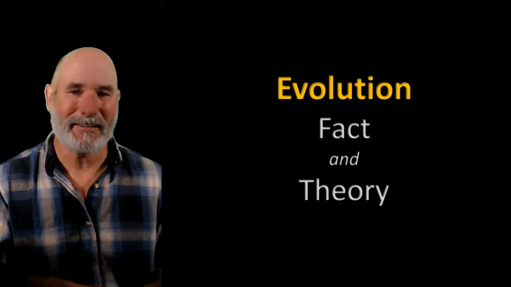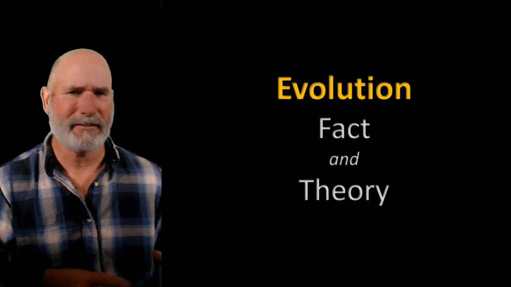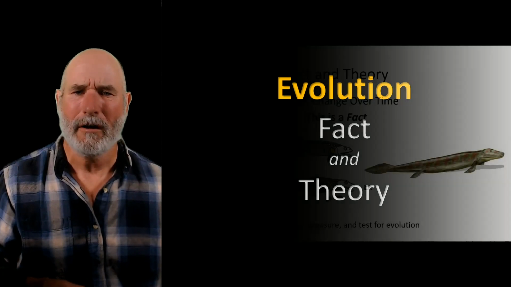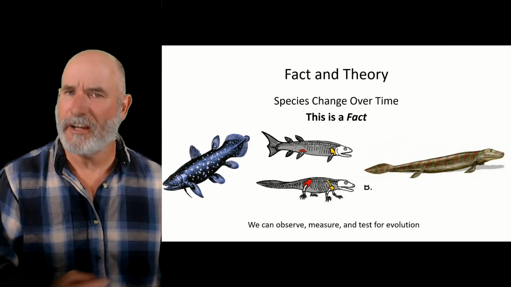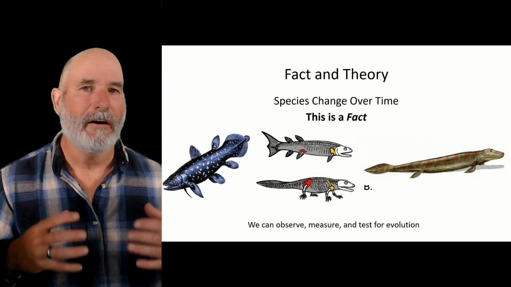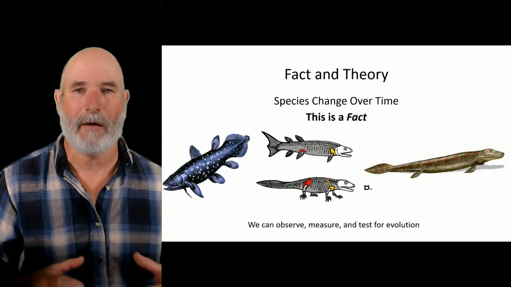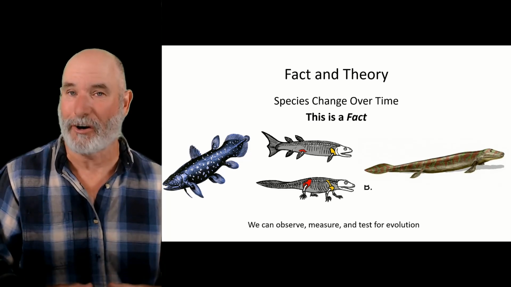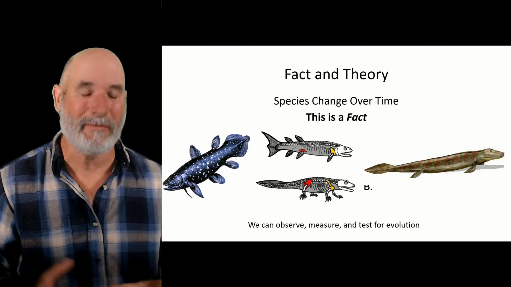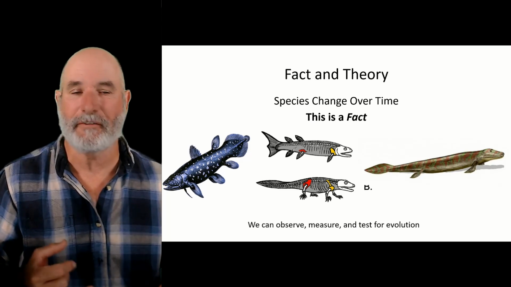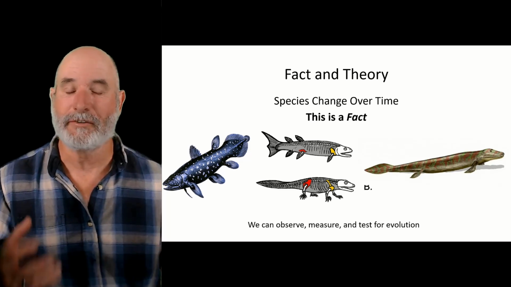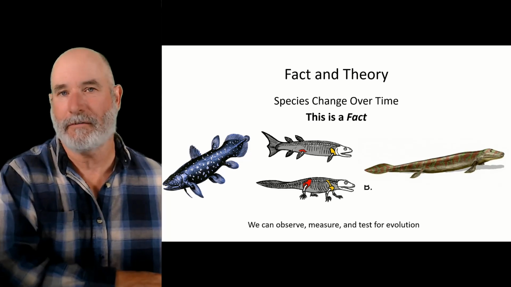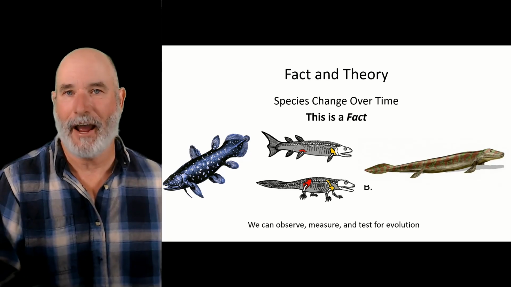Now, lastly, evolution, fact and theory, talked about this before. Well, species change over time. That's a fact. Facts are observable phenomena, or phenomena that actually occur. We can verify them through experiments and observations. We can observe, measure, and test for evolution. We can actually see it happening.